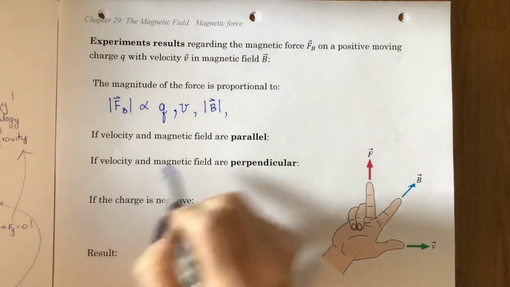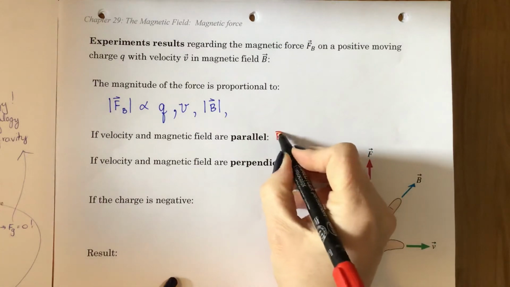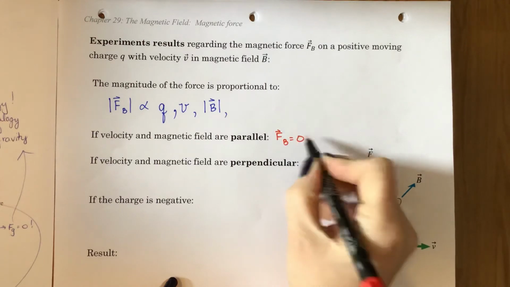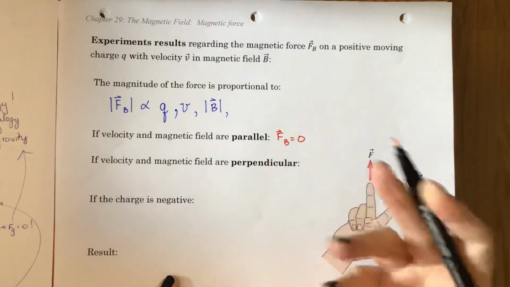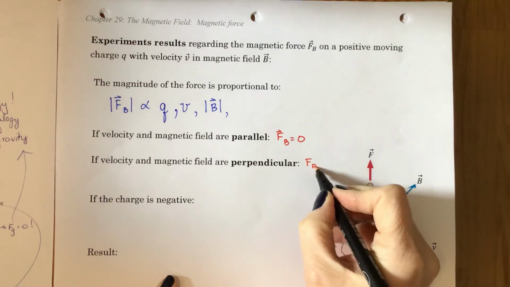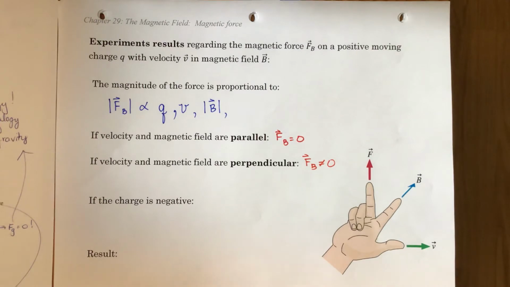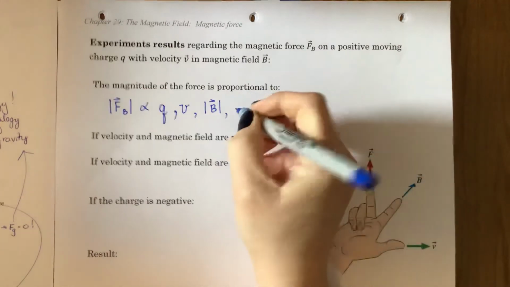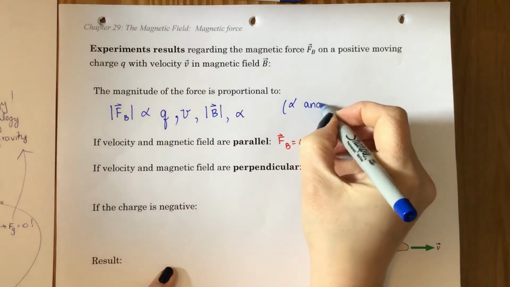Here's a pretty neat result. If the velocity and the magnetic field are parallel, then the magnetic force is 0. If the magnetic field and the velocity are perpendicular, or they at least have one component that's perpendicular, then the magnetic force is not 0. Together that says that the magnetic force depends on the angle alpha, where alpha is the angle between the velocity and the magnetic field vectors.